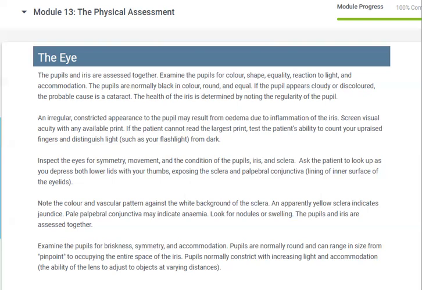The pupils and iris are assessed together. Examine the pupils for briskness, symmetry, and accommodation. Pupils are normally round and can range in size from pinpoint to occupying the entire space of the iris. Pupils normally constrict with increasing light and accommodation, the ability of the lens to adjust to objects at varying distances. The ear.